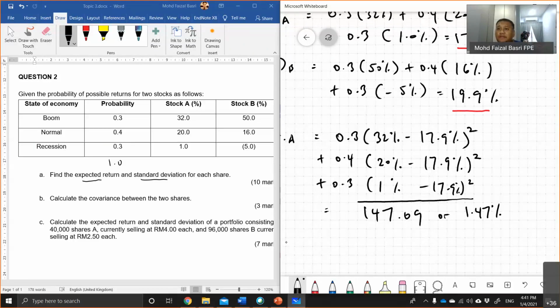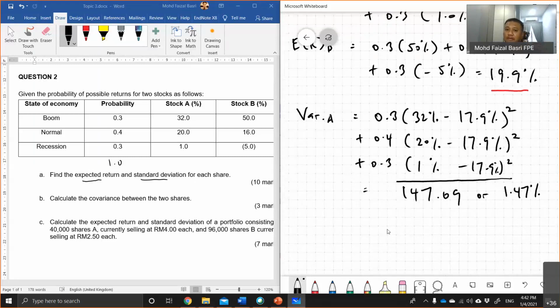The square is only for percentage. Depending on how you use it, for myself today, I don't use the percentage. I just calculate 32 minus 17.9, square it, and then multiply with 0.3. That's why I get this figure first. You can leave it as it is, 147.09, or you can write it as 1.47%. But it's not 147%. So this would be the answer for variance.